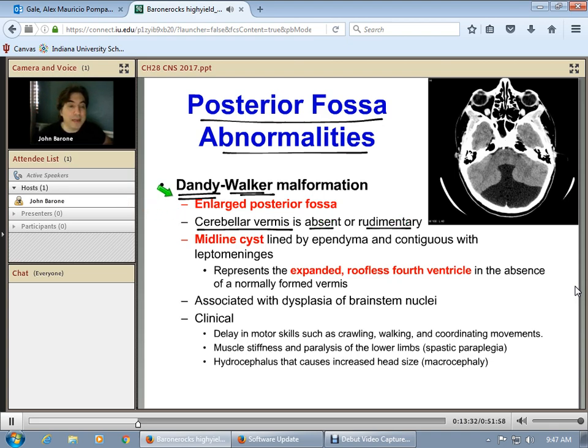So you're going to be a Dandy-Walker walker. You're not going to walk pretty good. You're going to have a lot of ataxia here. Okay? So you're going to see what's called an enlarged posterior fossa. This posterior fossa is going to be very large. It's going to be filled with a lot of fluid because this is basically the fourth ventricle.